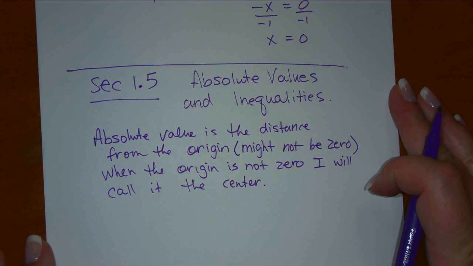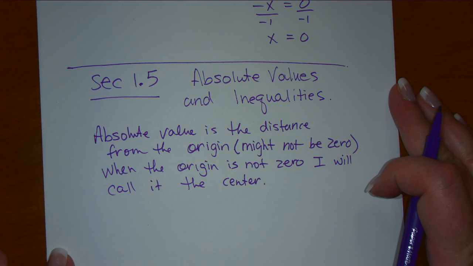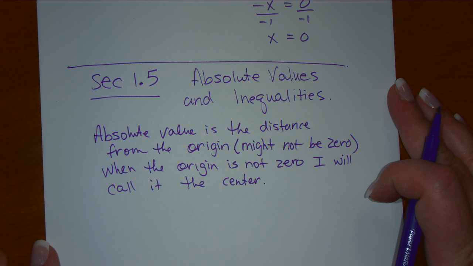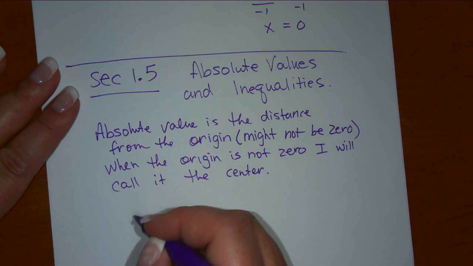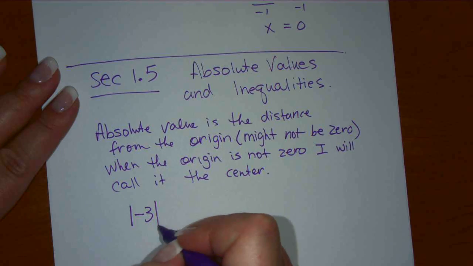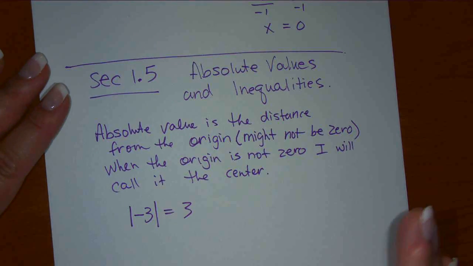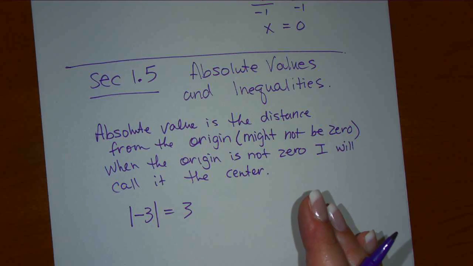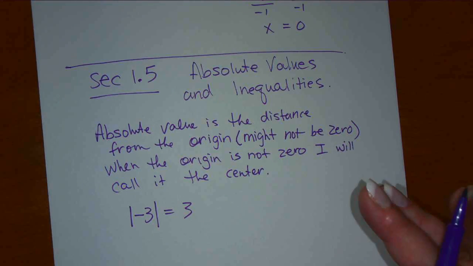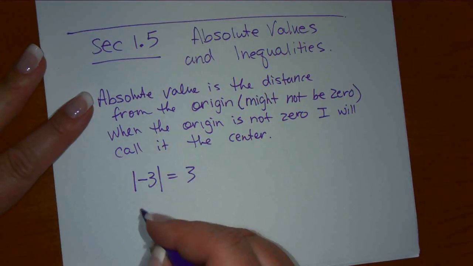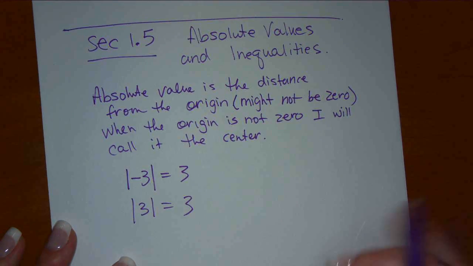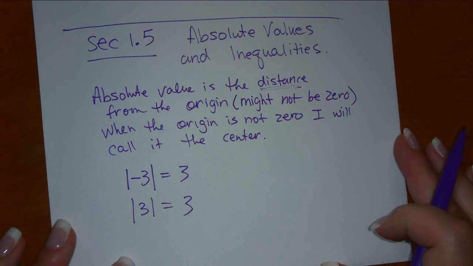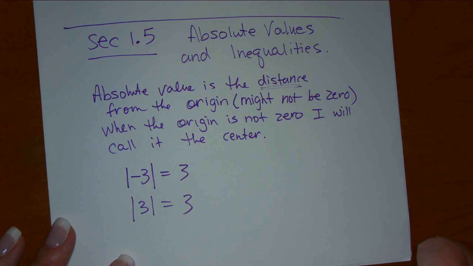I'm just giving it a separate name because we'll use the word center for lots of different things. It's sort of like your starting point, so you could call it the starting point as well. So if we say the absolute value of -3, it is equal to 3. You just take the length or the magnitude of the number, the number itself without the sign. And the absolute value of 3 is also 3. It's a distance, and distance is always positive, so the answer has to be positive.